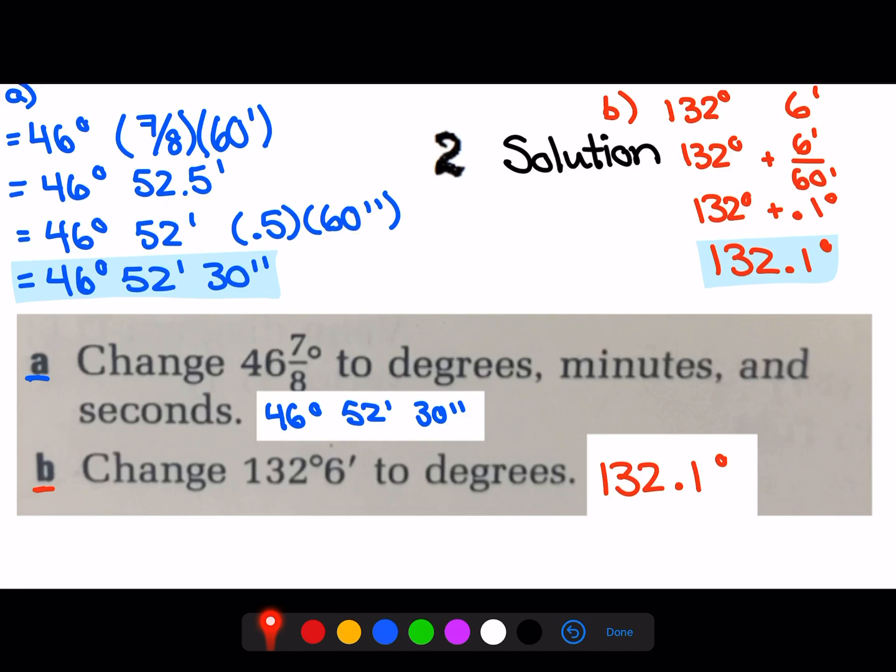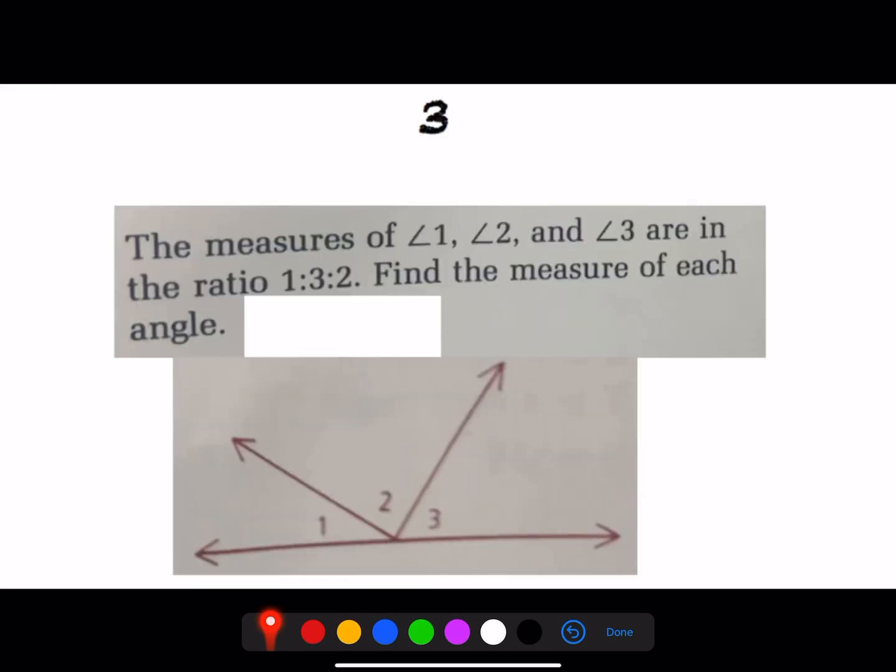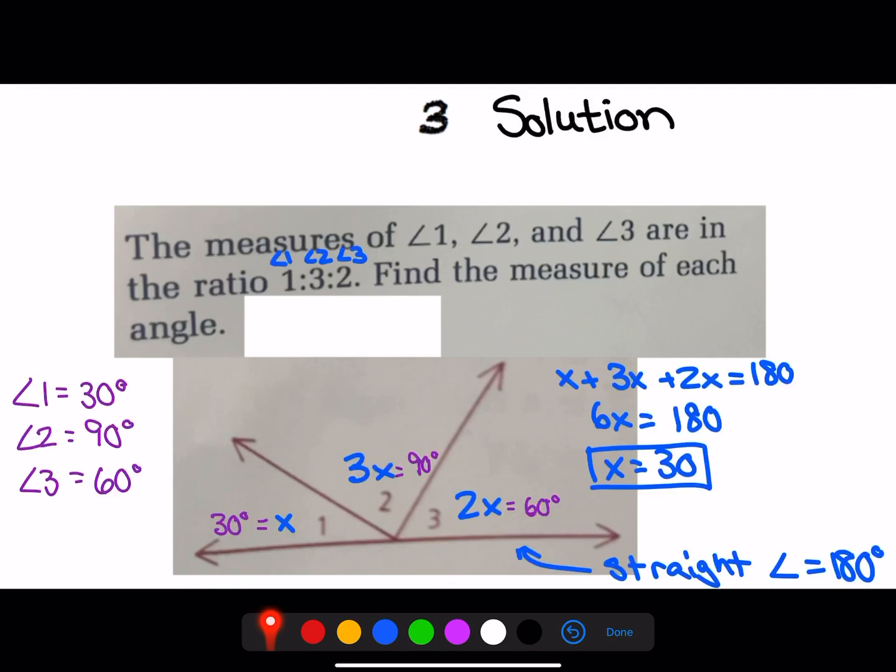All right, next up we have a ratio problem. Go ahead and pause the video and we'll go through this together whenever you're done. So looking at this, the measures of angle 1, 2, and 3 are in the ratio of 1 to 3 to 2. And again, that's relating with the angles. Angle 1 is 1, angle 2 is 3, and angle 3 is 2.